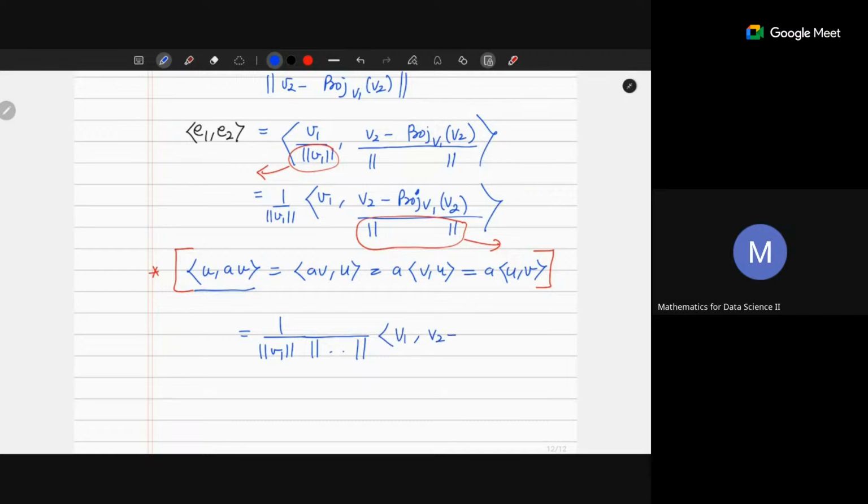Now the only thing that is remaining is the inner product of v1 with v2 minus the projection of v2 in the direction of v1. If you look at this expression, we can use linearity in the second coordinate again. Using it, we obtain the inner product of v1 with v2, minus the inner product of v1 with the projection of v2 onto v1.